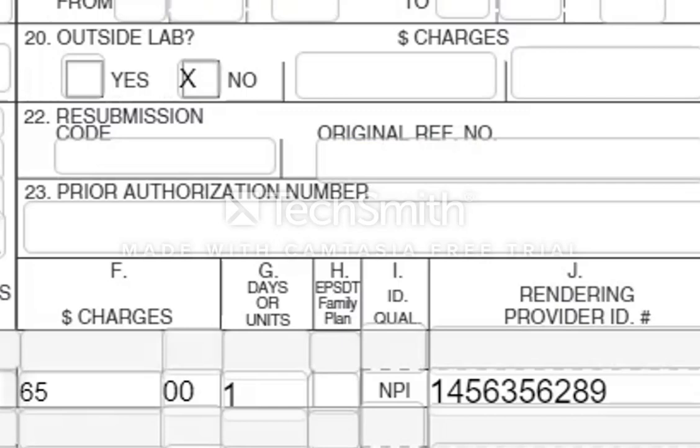Block 23 would be the prior authorization number. With Medicare, you will need some prior authorizations. Do not forget to fill out block 23. If you are required to have a prior authorization number and you do not fill in block 23, the claim will be denied. So it's very important that you make sure this is filled in.